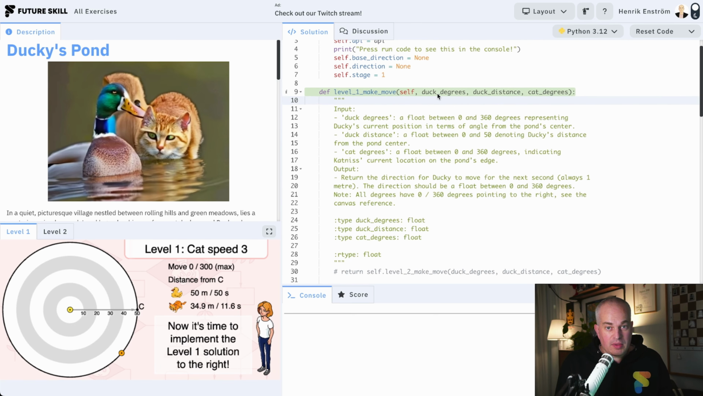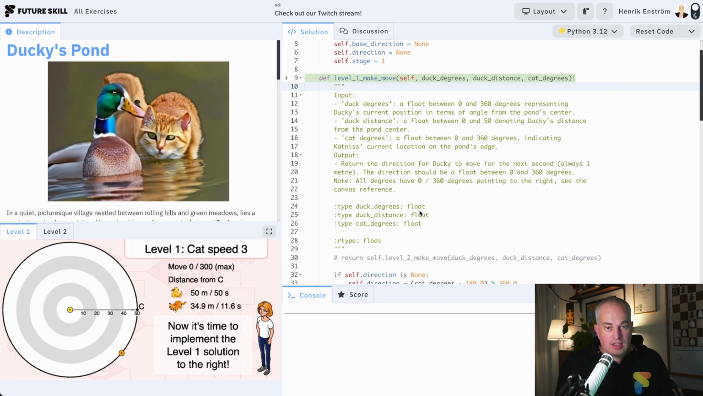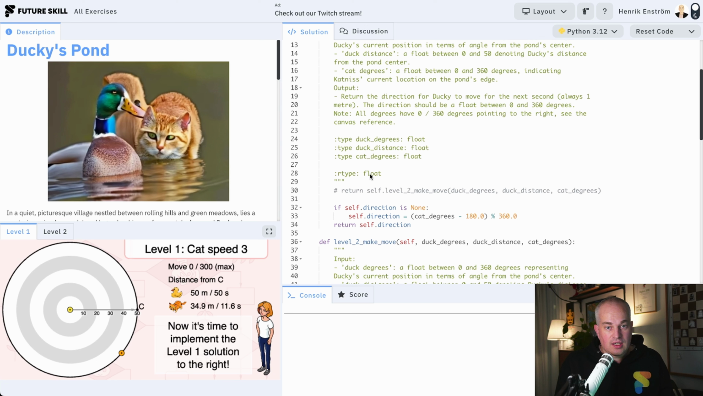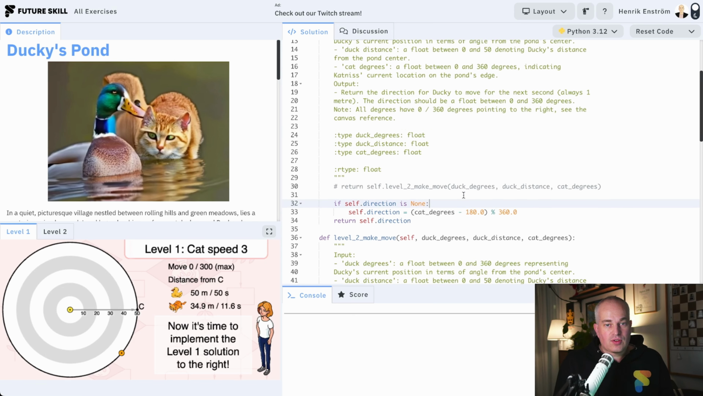So in level 1 make move, we get duck degrees, duck distance, positioning the duck where we are currently, and then cat degrees, where the cat is on the circumference, and then we should return a float for the direction we want to take for the next second. So it's divided into seconds. We also have to return a positive degree, from 0 to 360, so we have to do modulo 360 when we return. Something I didn't really mention much in the explainer.